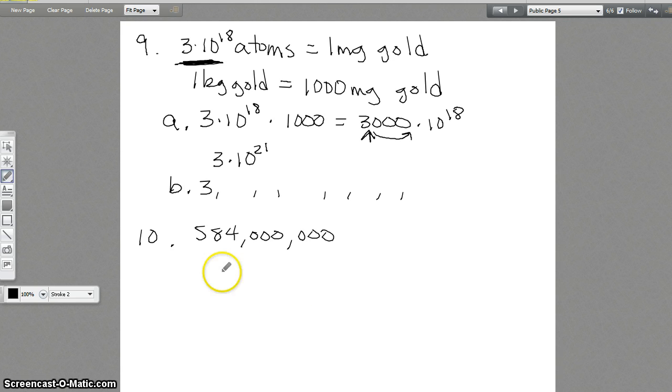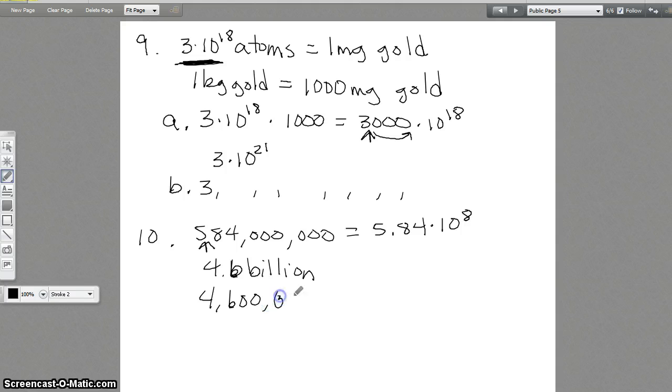And then the Earth has existed for 4.6 billion years. And you have to write that in scientific notation. So this first number is 5.84 because we move our decimal to right after the first non-zero number. And then we have to move 8 decimal places to get back to what we had. 4.6 billion, that's 4 billion 600 million. We're going to put our decimal right after the 4. So it's 4.6 times 10 to the 9th.